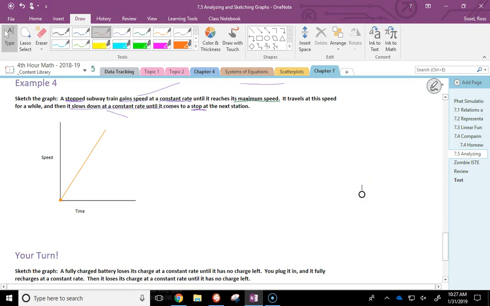Once it reached that maximum level, it traveled at that speed for a while. So I would make a straight line. It went up just a little, but we'll pretend it's completely straight. Then it slows down at a constant rate until it stops. And I was trying to use the line feature.